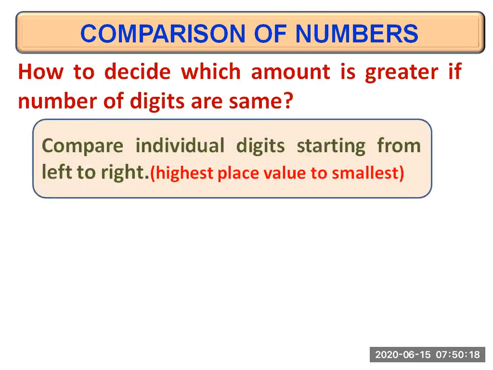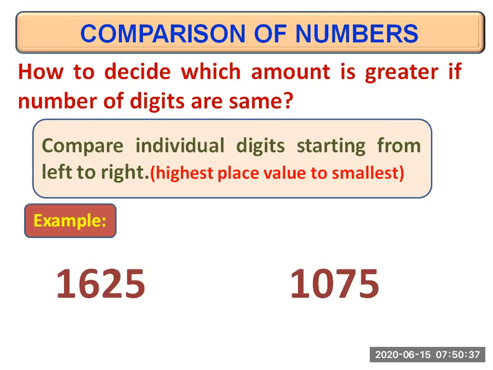Now you will have to compare individual digits starting from left to right. On the left will be the highest place value, and from there you will have to go stepwise towards the smallest. Let's have an example of it for our better understanding.